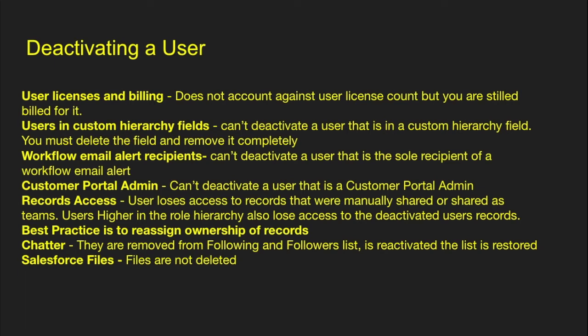Record access: the user loses access to the records that were manually shared or shared as them. Users higher in the role hierarchy also lose access to the deactivated user's records. Typically, the best practice when you deactivate a user is to reassign ownership of the records so that somebody can see those records. With Chatter, they will be removed from the followers list. If they are reactivated, that list will be restored.